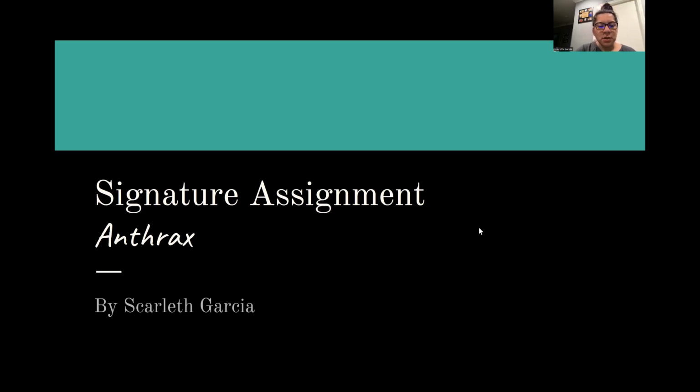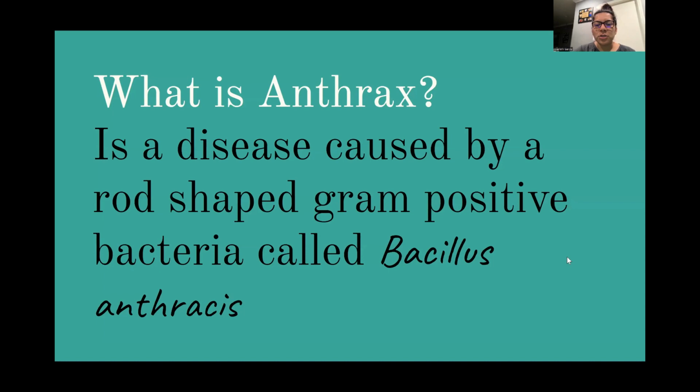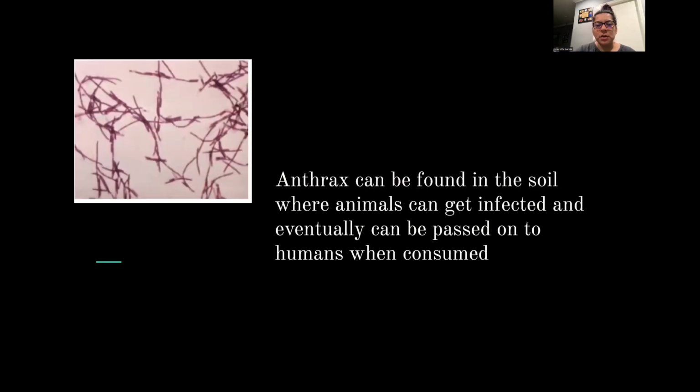My signature assignment is about anthrax, and let's find out what anthrax is. Anthrax is a rod-shaped gram-positive bacteria called Bacillus anthracis, and usually anthrax is found in the soil where animals can get infected.